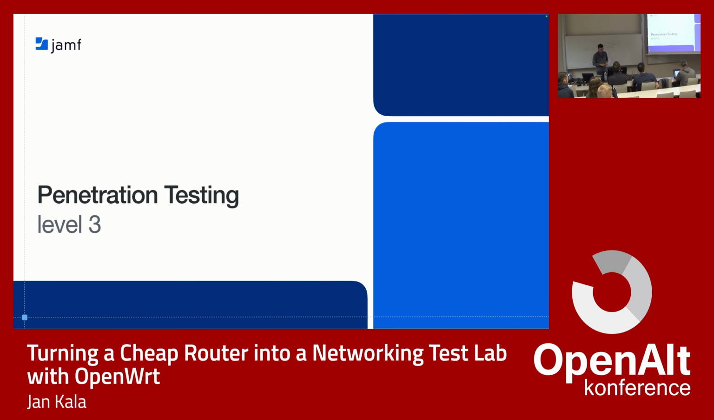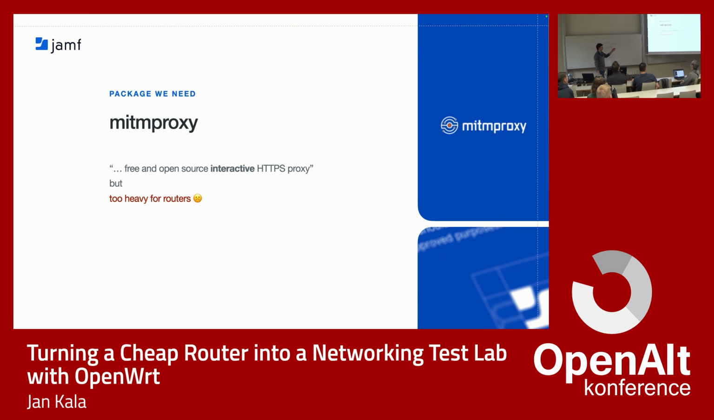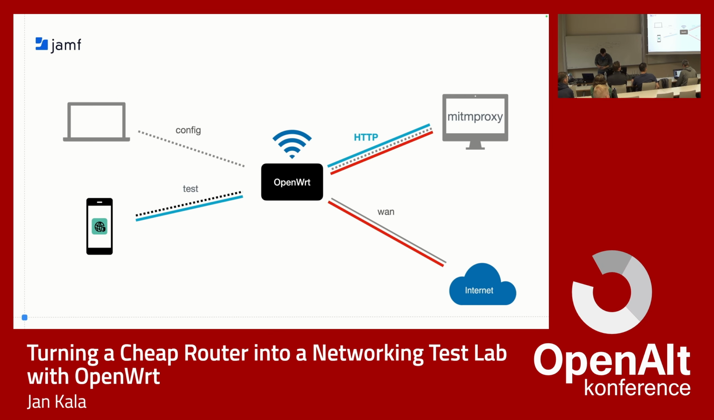So let's move to level 3, which is called penetration testing. And for this, we need one extra package, which is called mitmproxy. A free and open source interactive HTTPS proxy. That's great. Another thing that we need, but it's kind of heavy for the routers themselves. You could have seen how slow the OpenNDS was on this small, poor router. So how can we solve this situation? Where can we run the mitmproxy? Because it's something that I really need.